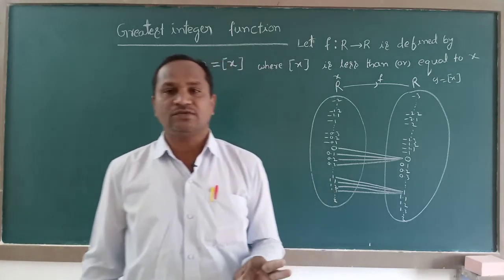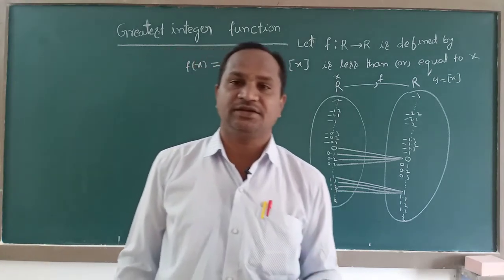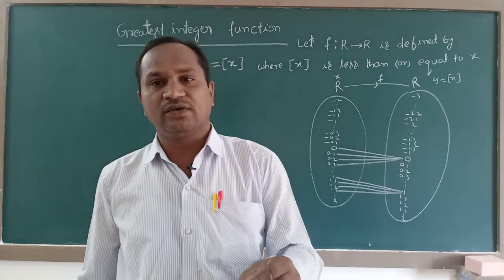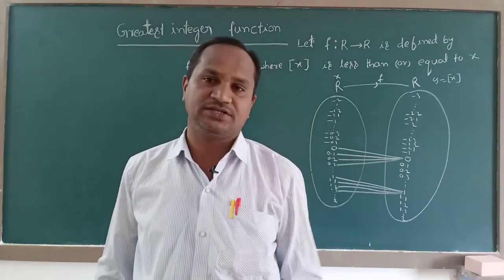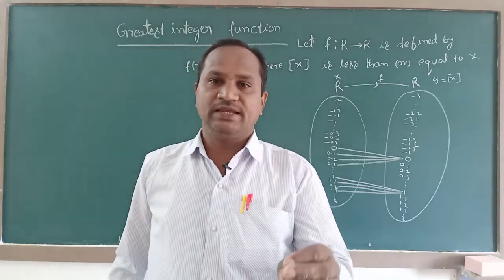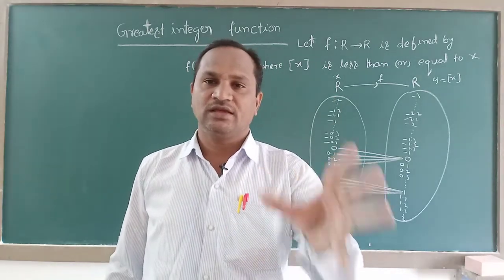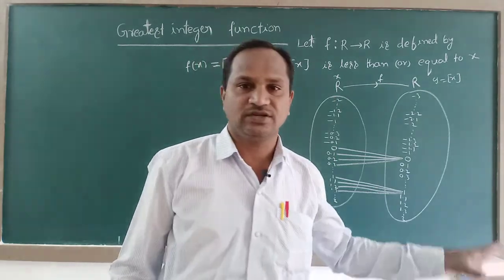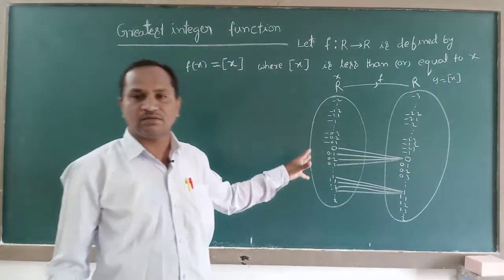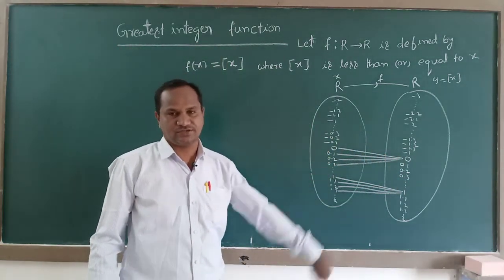That's what we can tell here. The range of the greatest integer function is always the set of all integers. The domain is the set of all real numbers. The codomain is the set of all real numbers. Like that, we get the domain, codomain and range.